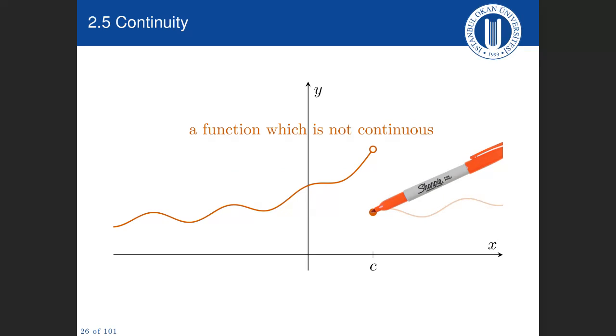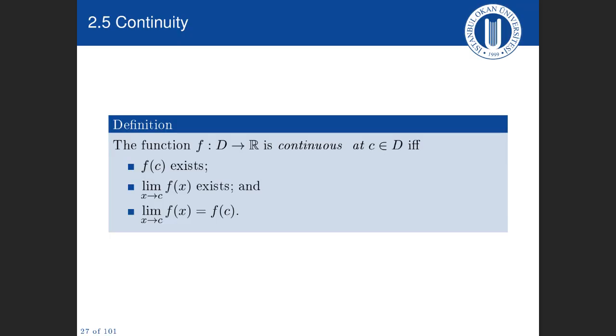But sometimes we need to lift our pen. We can draw a part of a function, but then we need to lift our pen up, move our pen, and then put our pen back down on the paper and carry on drawing. If we have to lift our pen, then we get a function which is not continuous. That's the idea, but let's be more precise.